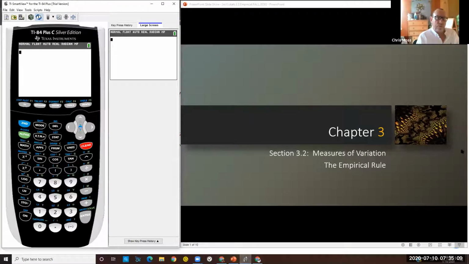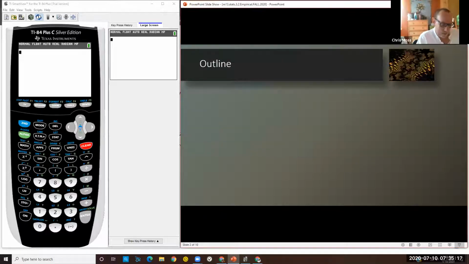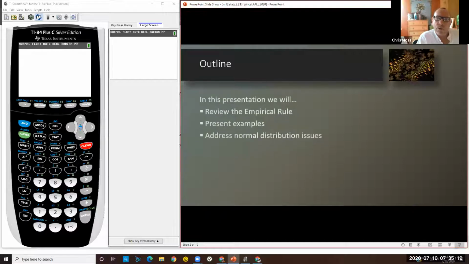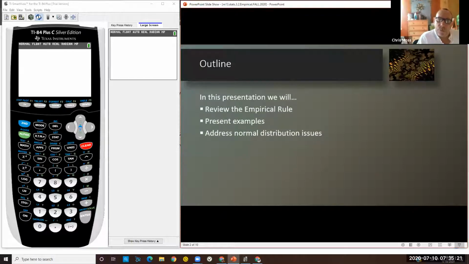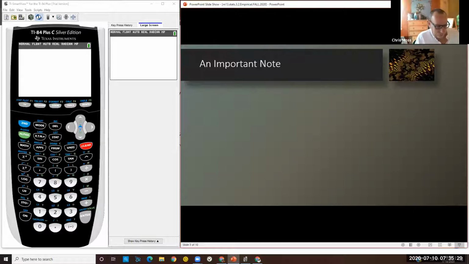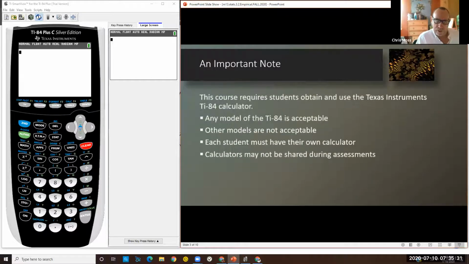All right, section 3.2, measures of variation, the empirical rule. A little bit of an outline first. We're going to review the empirical rule. I've got a couple of examples to present, and then we're going to talk a little bit about normal distribution issues. An important note, and you've seen this one before, it's all about the importance of the TI-84 calculator. I won't bother hammering you over the head with it again. You need the calculator.